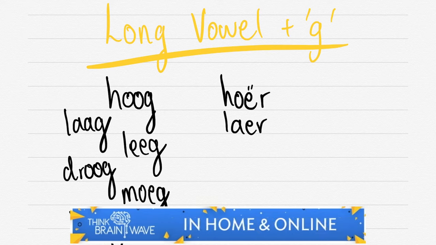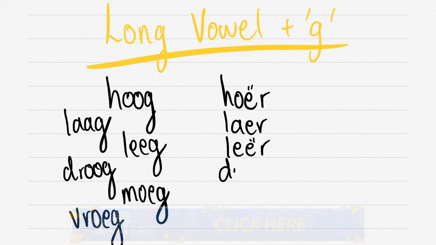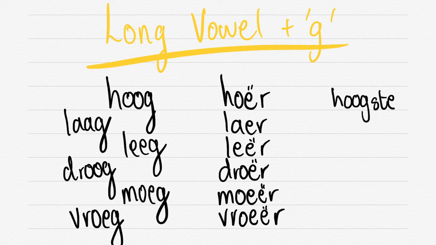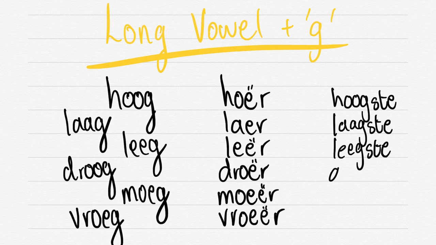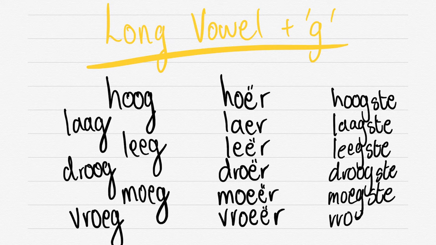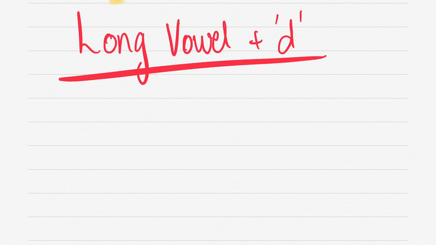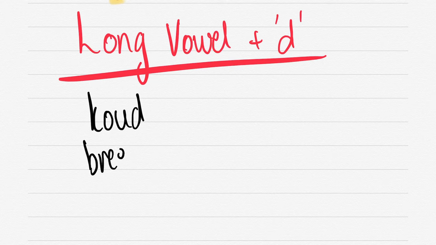Alright, this is similar to the rule for meervoude. If you have OG at the end, you change the OG to an E with a deelteken and an R, so it becomes hoog, hoër, laag, laer. In that case, there is no deelteken because there's no O. And as you can see, you add an E with a deelteken if there's an EG at the end of the word.